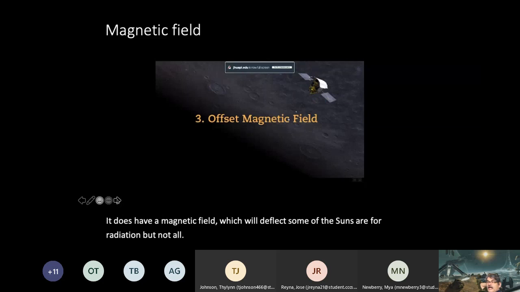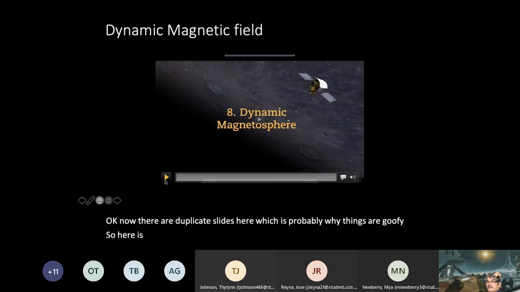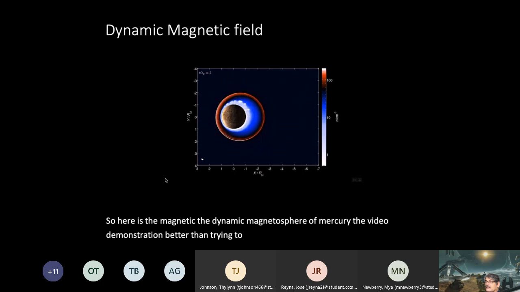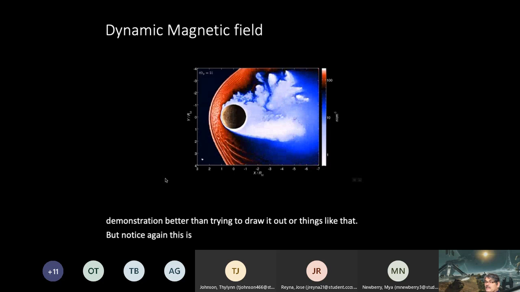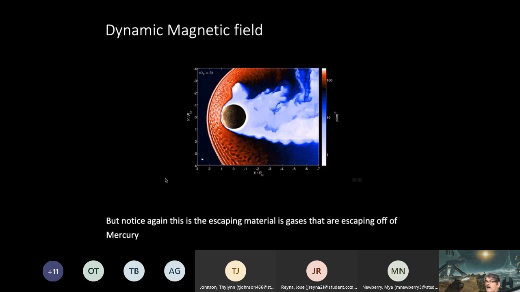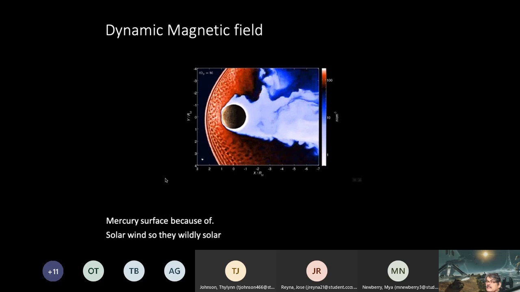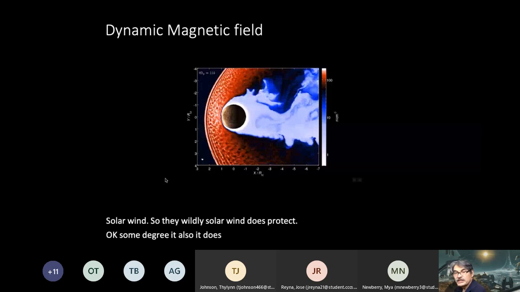Okay, now there are duplicate slides here, which is probably why things are goofy. So here's the dynamic magnetosphere of Mercury. I like the video demonstration better than trying to draw it out. But notice again, the escaping material is gases that are escaping off of Mercury's surface because of the solar wind. So while the solar wind does protect, to some degree, it also does do some damage too.